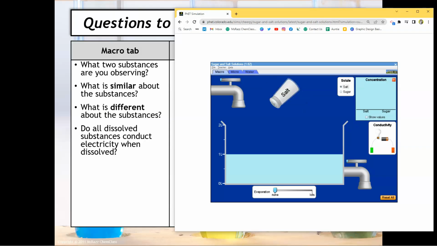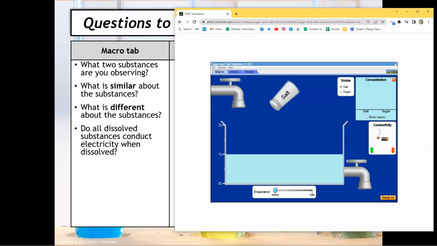In terms of similarities, again, you probably just want to play with this a little bit. Here's the salt, for example. And then if I look at sugar, notice that both of these are white solids. Now I'm going to start over again and reset it. So I would say they're both white solids for sure.